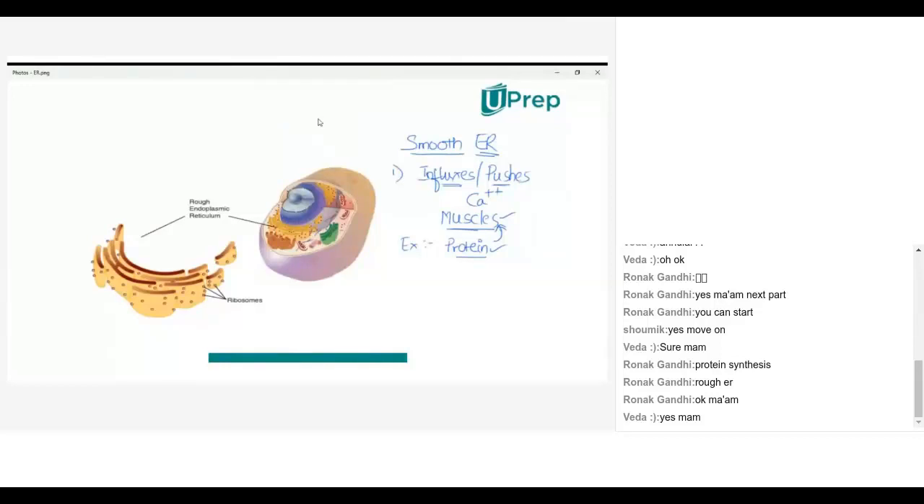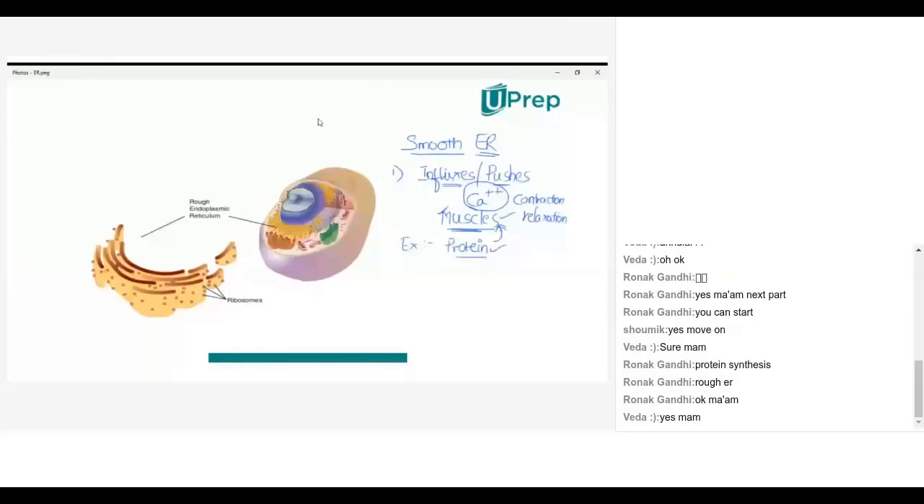For muscles to perform their function, there should be perfect contraction and relaxation of muscles. You know the words contraction and relaxation? Yes, ma'am. The contraction and relaxation of muscles is very important. Proper contraction and relaxation of muscles happens when there is a sufficient amount of calcium in the muscles. So the smooth endoplasmic reticulum pushes or inputs, the other word we use is influx. Get familiar with biological terms. Influx.